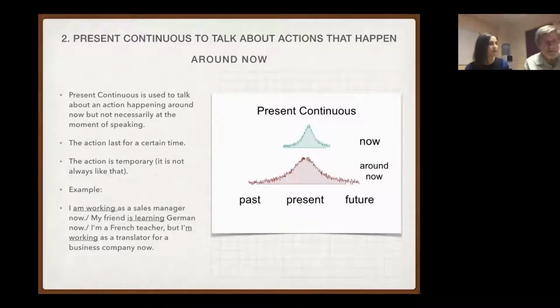Or you might ask somebody, are you still working for the same company? Because you don't know if they changed their job. So, are you still working for the same company? You ask because you know that this person probably changes jobs every 5 months. Who knows? But so this is also continuous.